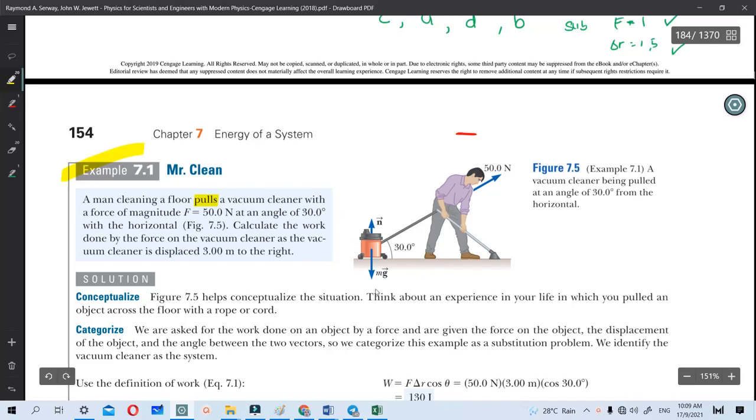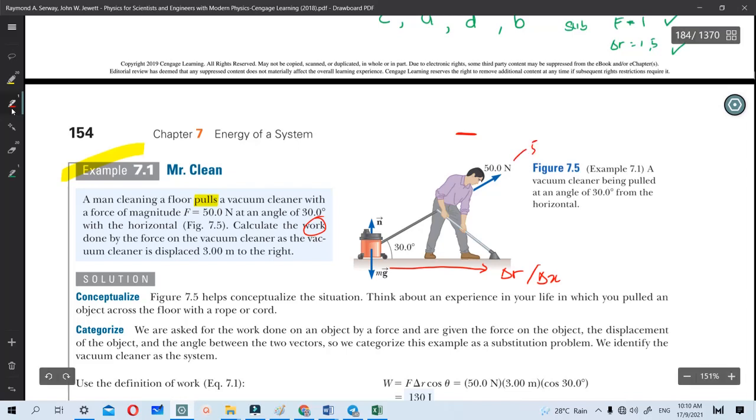So how about the normal force and weight? We will find that common sense tells us that displacement is occurring parallel to the surface. So this is where R occurred. R occurred in the same direction as delta X. And therefore, if the question is asking us for the work done by the force on the vacuum cleaner, so work done by the man on the vacuum cleaner, it would sound something like this.